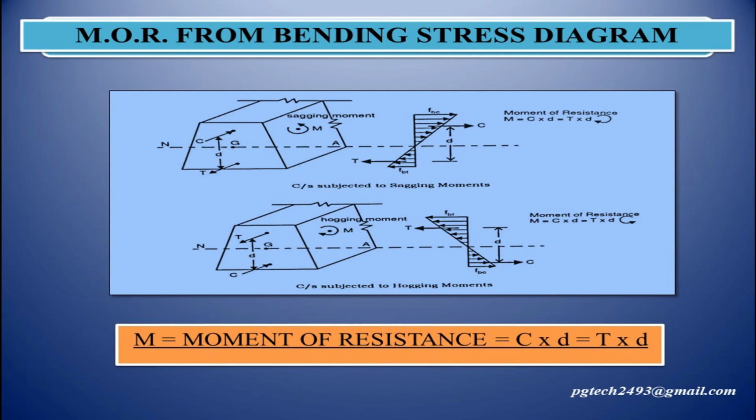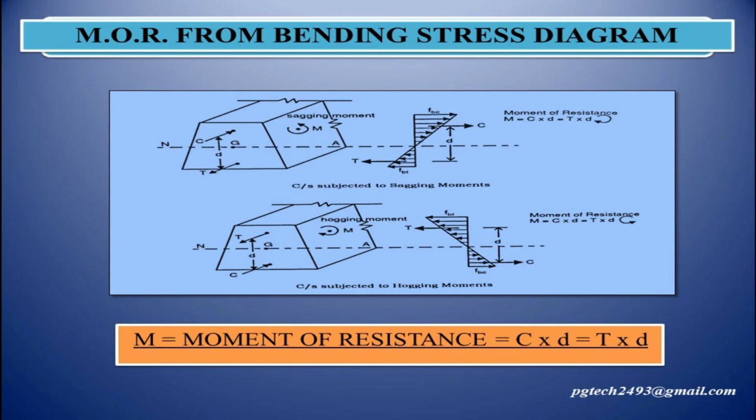The stress distribution diagram, when plotted along the vertical depth of the beam, shows linear variation with zero stress value at the neutral axis and maximum stress value at the top and bottom fibers. In the stress diagram, we shall represent compressive and tensile bending stresses as FBC and FBD respectively. Now, total compressive force C equals average compressive stress into cross-sectional area above the neutral axis.